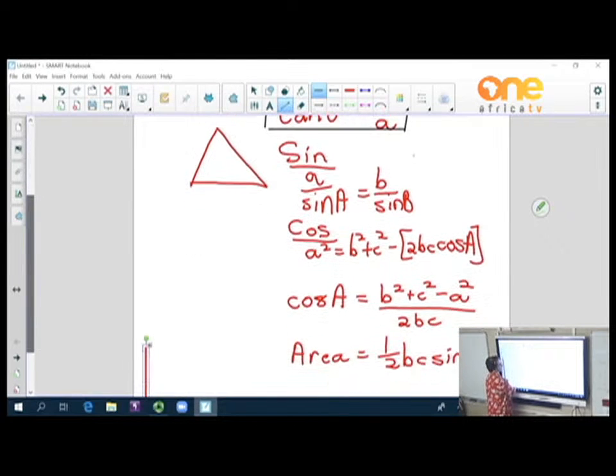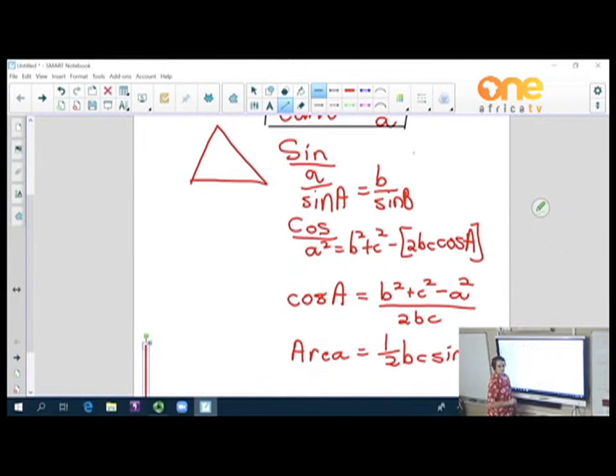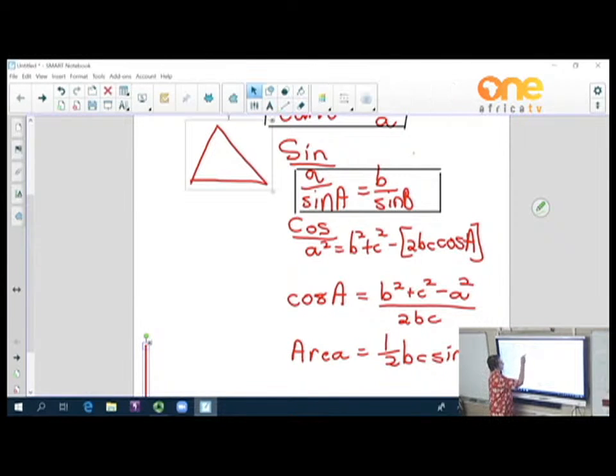Then we worked with any triangle, not a right-angled triangle. There you can use the sine rule, which says a over sine A is equal to b over sine B. We use this when we have opposite sides and opposite angles.